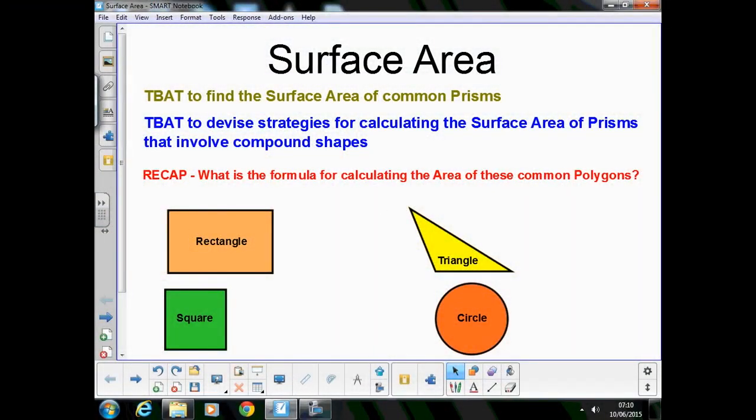In this video, we're going to look at how to find the surface area of prisms. Before we get started, we need to recap how to find the area of these common polygons. You may like to pause the video at this point and have a go yourself.